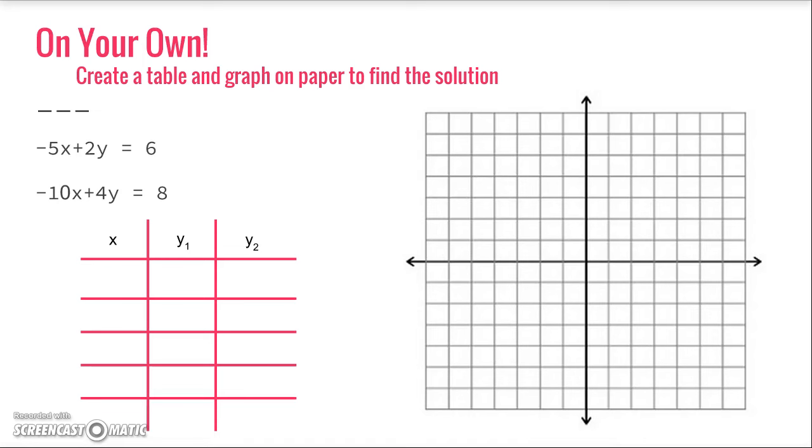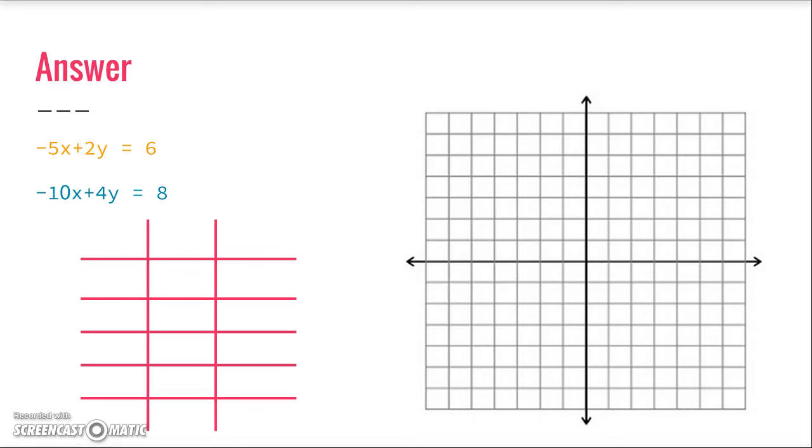Okay, so our answers. Again, I color-coded the graphs for you. -5x plus 2y equals 6 is going to be in orange, and -10x plus 4y equals 8 is going to be in this teal. So again, I pulled just one negative value. I just decided to count by 2 to make it easier. So when we plug in our values, that's what we're left with. So if we look at it, we have parallel lines.